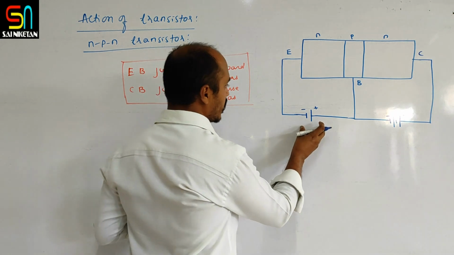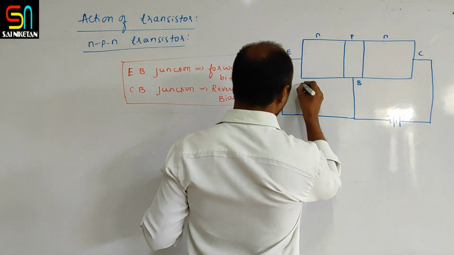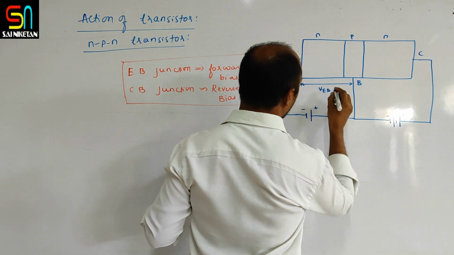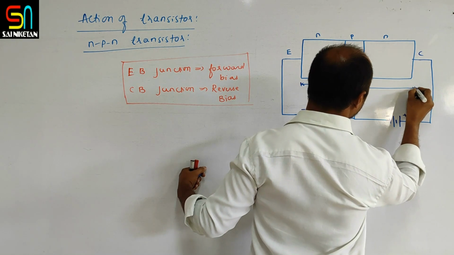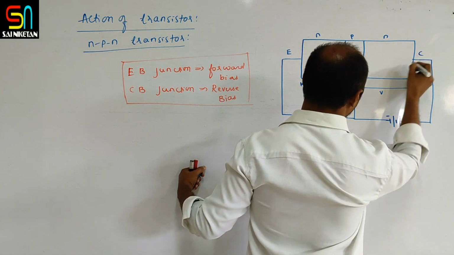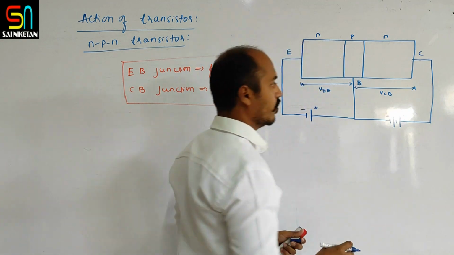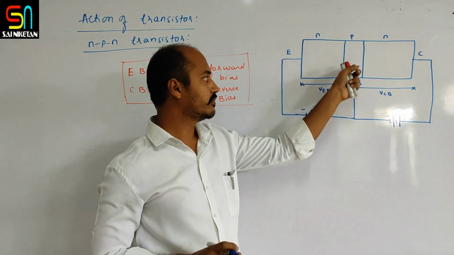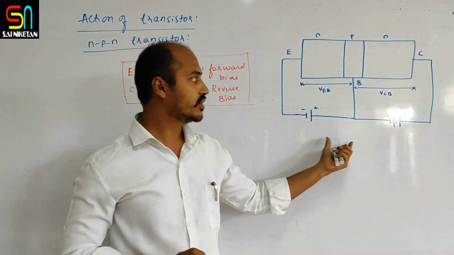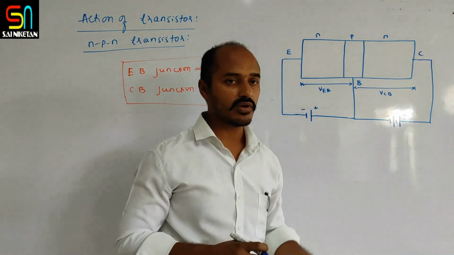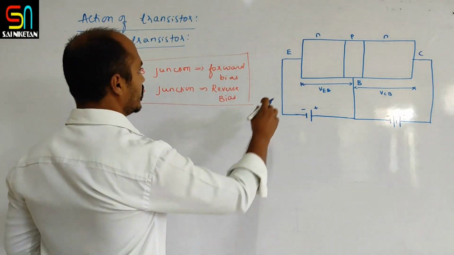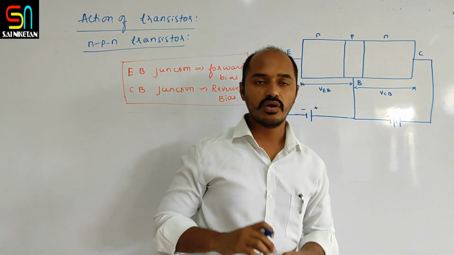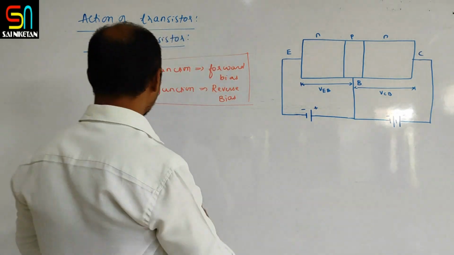Here the potential applied is VEB, and the potential applied here is VCB, the voltage across the collector base junction and the voltage across the emitter base junction. So this is the connection, or the block diagram, for the NPN transistor. And the direction of current and how the current flows, we shall discuss. So hope you note it down first.